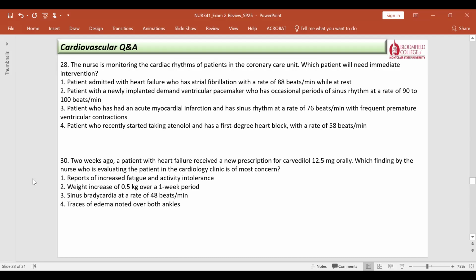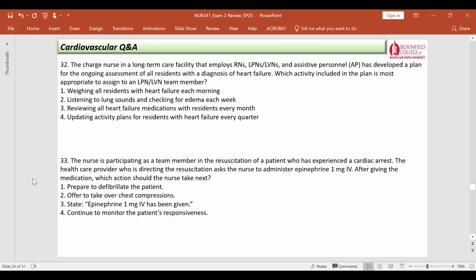This question also applies to different scenarios, like a patient with hyperthyroidism on propranolol whose heart rate drops to 52. That would be a similar scenario. Always think of beta blockers: they lower the blood pressure and also lower the heart rate. So 48 is a major concern for this patient while on carvedilol.